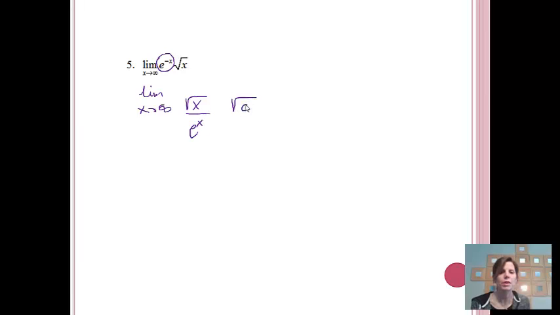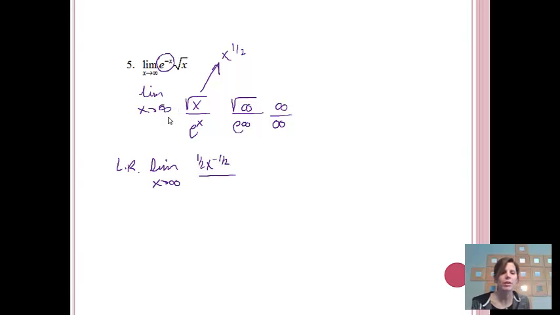I'll get the square root of infinity over e to the infinity. That gives me infinity over infinity, which is an indeterminate form, which means that I'm allowed to use L'Hopital's rule. So if I'm using L'Hopital's rule, I'll get the limit as x approaches infinity. The derivative of the numerator, remember this is x to the 1/2, would be 1/2 x to the negative 1/2. And then in the denominator, the derivative of e to the x is e to the x. So let me see if I can rewrite this.